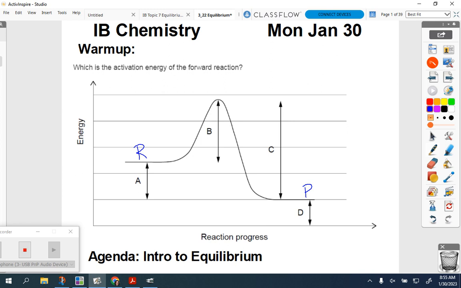What is A? What is letter A? Yeah. That's the change in enthalpy. Good. It's the difference in energy between the reactants and the products. So Gavin pointed out the key word here that we're going to be talking about for the next week or two, that it says which is the activation energy of the forward reaction.